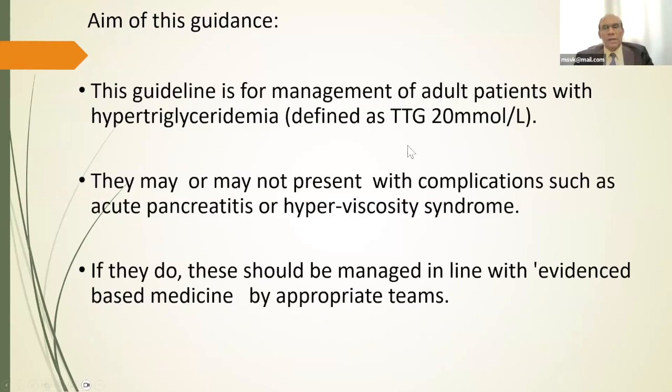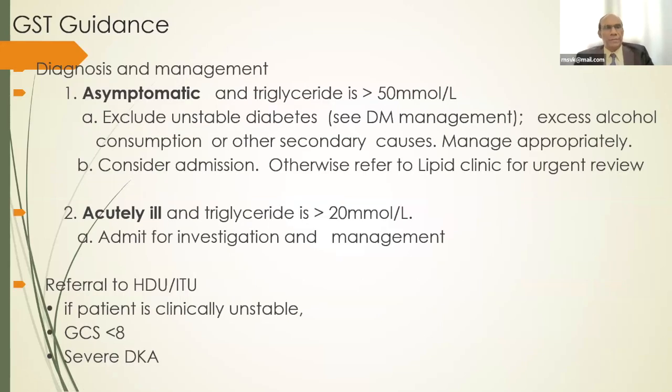So this guidance is mainly related to adult patients with hypertriglyceridemia more than 20 millimoles. They may present with complications like acute pancreatitis or hyperviscosity syndrome. If they do, they should be managed with an evidence-based approach. For asymptomatic patients with triglycerides more than 50 millimoles who come to the hospital, first you need to exclude diabetes or excess consumption of alcohol or other causes and manage appropriately. And then you refer to the lipid clinic.